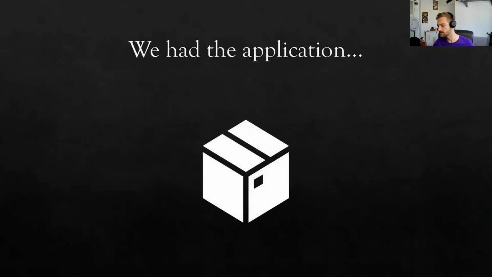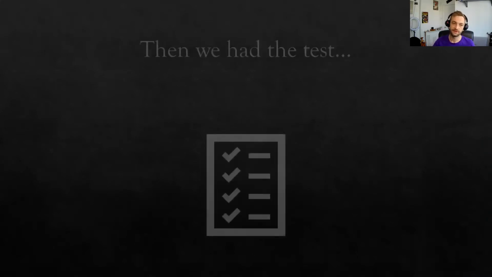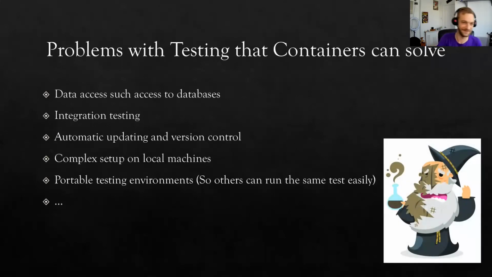So back to the beginning, we had the application because we definitely didn't have the test first. Most people always write the application first, no matter what we're told. So, problems with testing that containers can solve. Data access, such as to databases, having to constantly have a database locally, which we have to manage. And obviously, sometimes the data is completely different to what we're using in production.